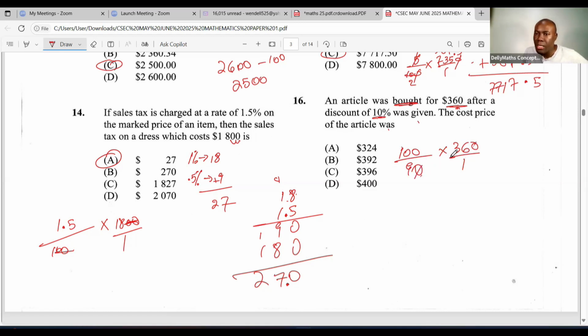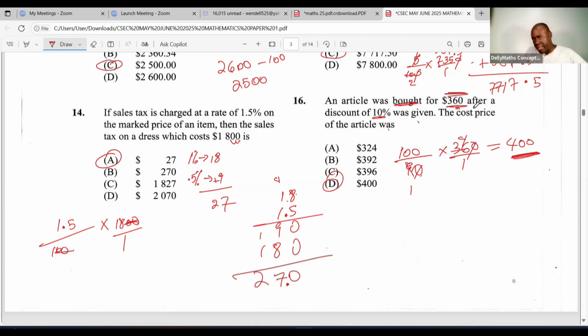So this cancels into this. It's 400. So you could check it for yourself. This is the answer. This is the original price. So find 10% of this and subtract it, you will get this. All right? So that's what they want, the cost price.